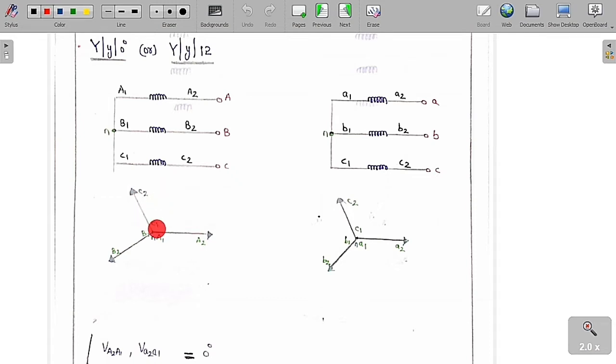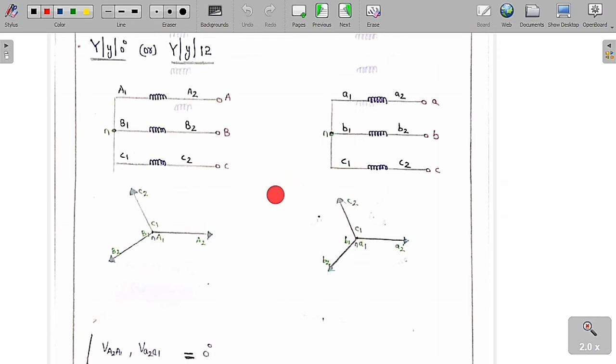This A1, B1 and C1 we are going to join to a common point, and we call it the neutral. This is the way you always have to remember. Similarly here also, small a1, a2. They are in 0 degree phase shift. This is the common thing. A1, A2, then comes B1, B2, then comes C1, C2. Here also we keep the arrow at a2, b2 and c2. Join the a1, b1 and c1 to a common point, which is called a neutral.